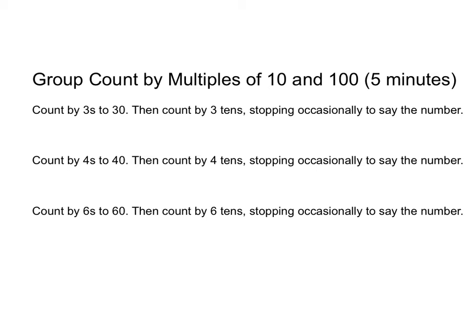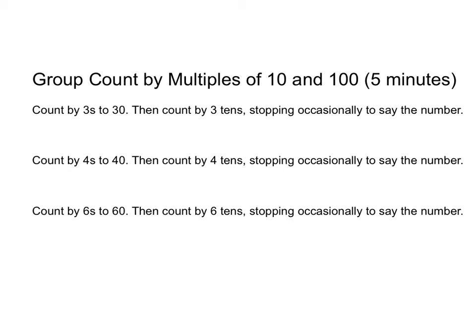All right, we're going to count by 6 tens. Here we go. 6 tens, 12 tens, 18 tens, 24 tens, 30 tens. And 30 tens is 300. 36 tens, 42 tens, 48 tens, 54 tens, which is 540. And finally, we end with 60 tens, which is 600. All right, good work on that.